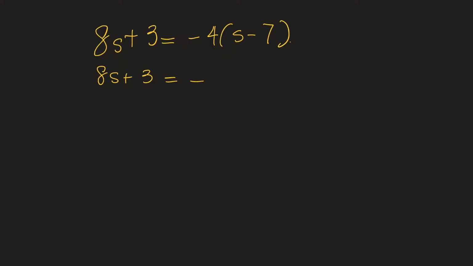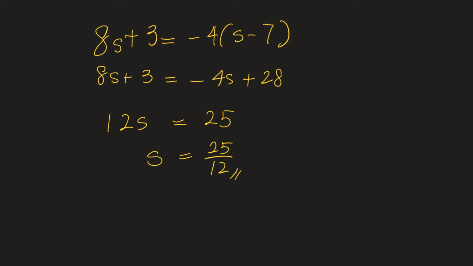And then the next one will be like this: 8s plus 3 equals to negative 4s minus 7. So this time you still see that it looks like solving an equation, don't you? And I just want to make sure that you know when to put them together. And for this one, s equals to 25 over 12.